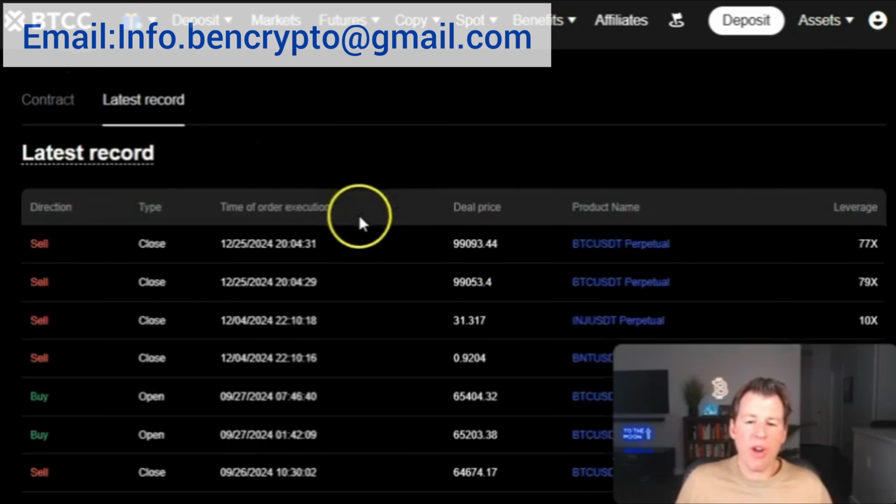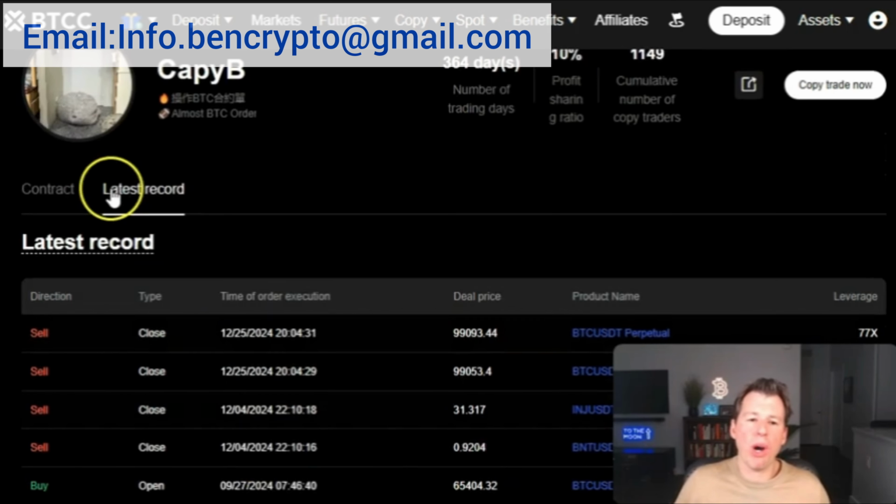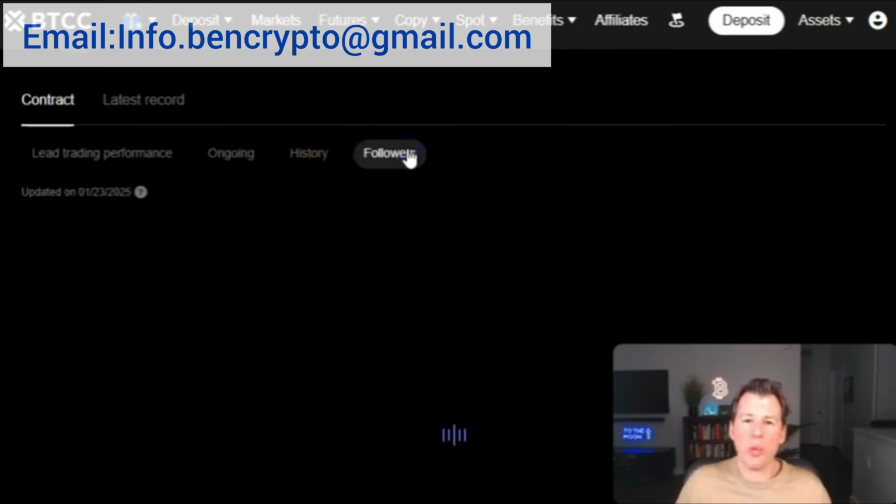So in the latest record, all of the positions that he has entered previously, he has closed them all out. So that tells me Cappy B is a prudent trader. He only trades when he's very confident. He doesn't rush anything. And when he doesn't have any good trades, he just does not trade at all. That's what I like. Followers, that's another word for copy traders.